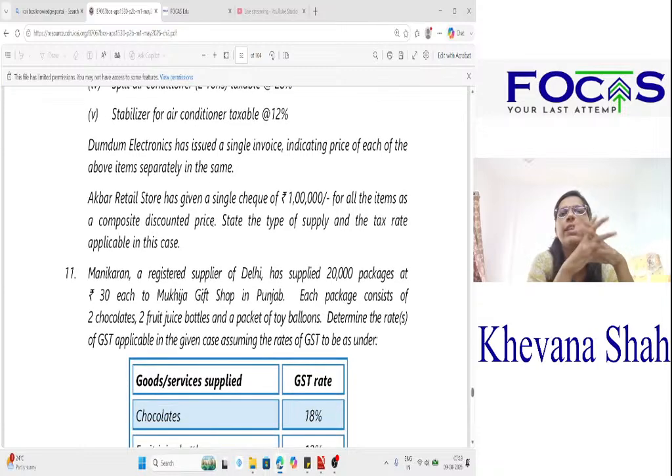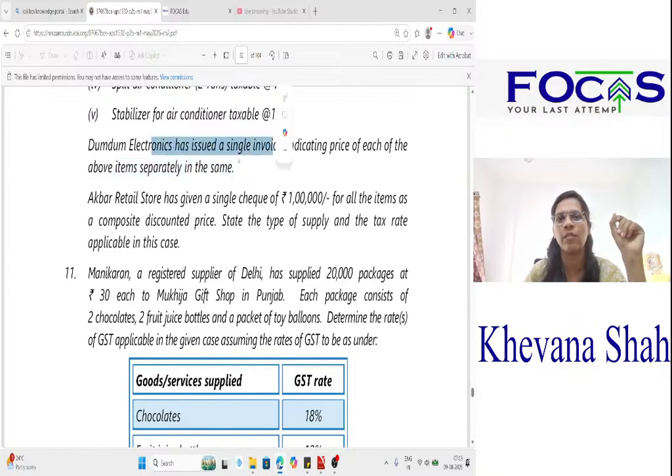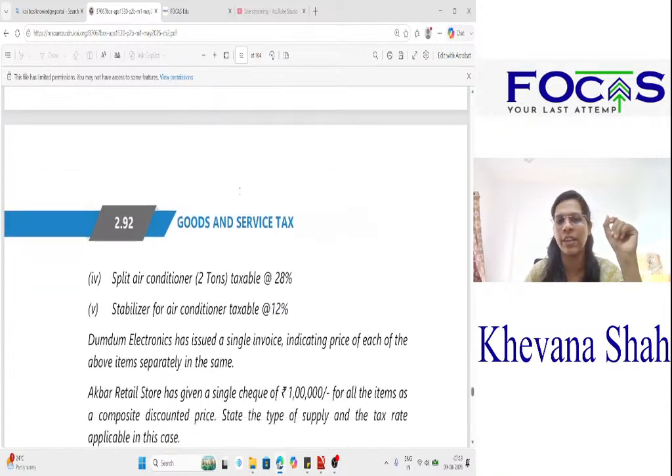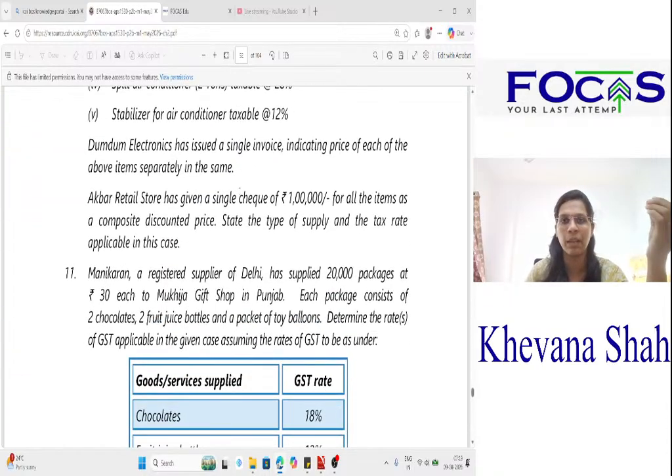Now, further they are saying that Dum Dum Electronics has issued a single invoice indicating price of each of the above items separately in the same. So see, we have single invoice and these all are not naturally bundled, so I can say they are mixed supply. But next what they have done is they have given me prices of each of the items separately. So what will I do? Now, Akbar Retail Store has given a single check of 1 lakh for the items as a composite discounted price. So now see, you have to consider these.